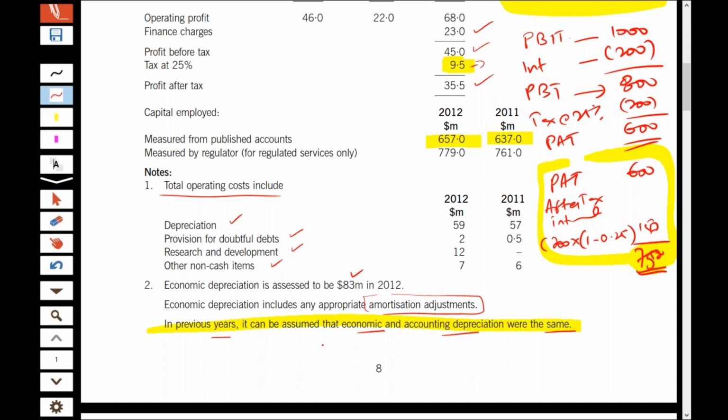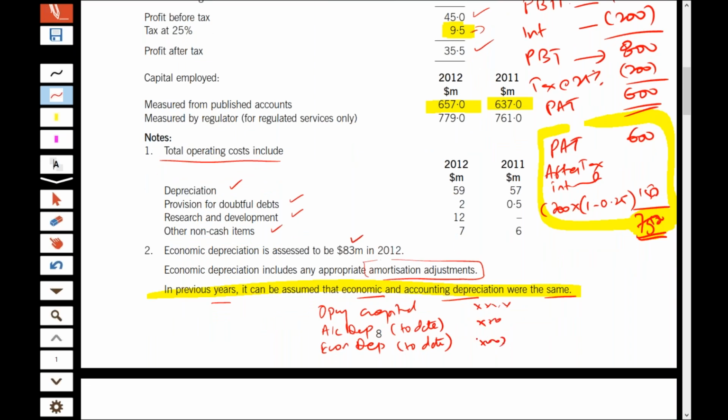This line actually means that if you are going to be calculating the opening capital, you need to keep in mind that the accounting depreciation to date and the economic depreciation to date, when you add this up and deduct this, if this is 1000, then this is also 1000. So hence there is going to be no impact of it. Let me repeat, there is going to be no impact of it. Is that okay to you people?